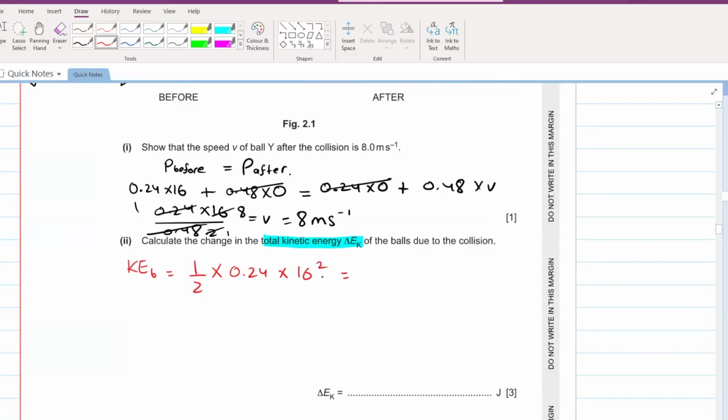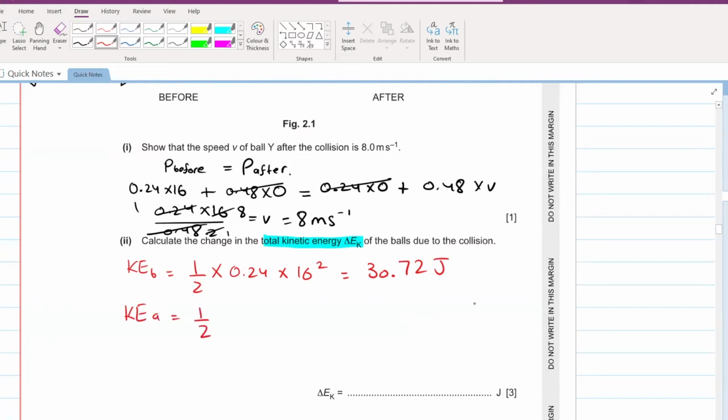What is the kinetic energy before collision? 0.24 into 0.5 into 16 squared. This comes out to be 30.72. The kinetic energy before collision is 30.72 joules. Can you calculate the kinetic energy after collision?